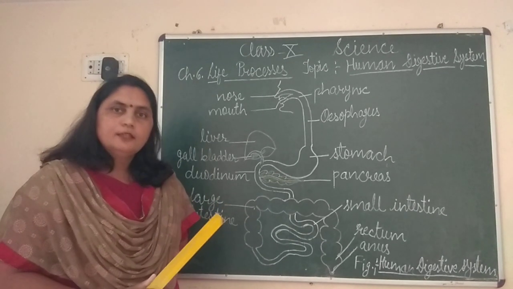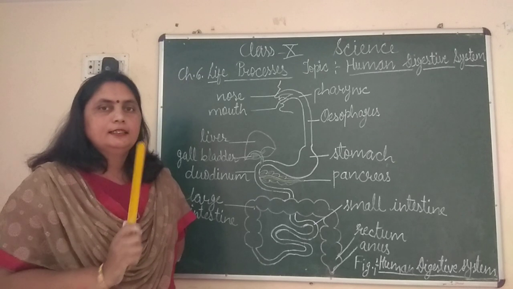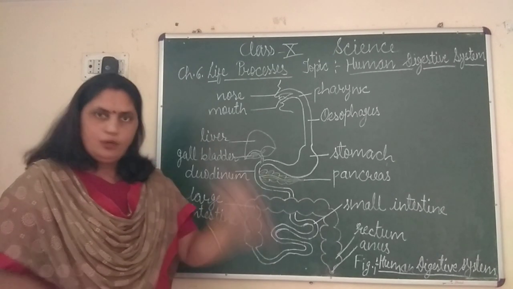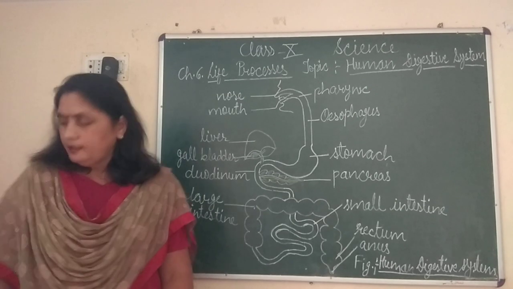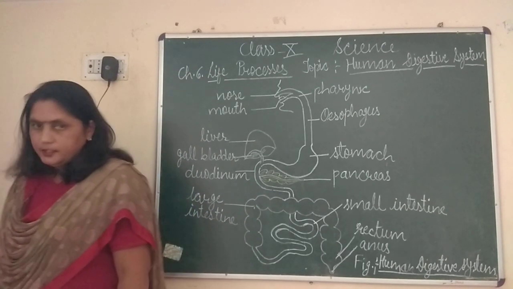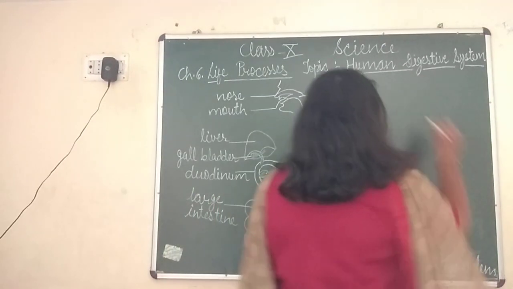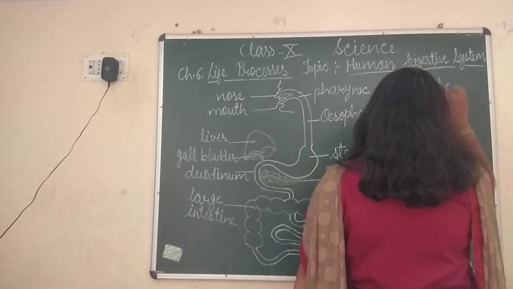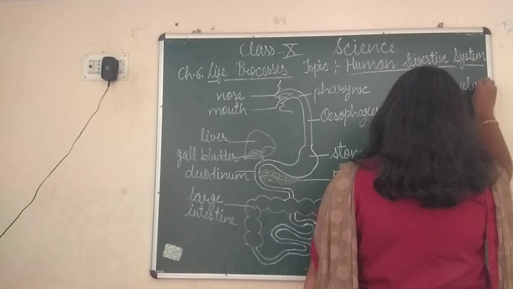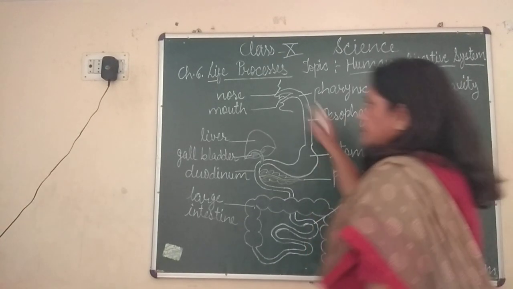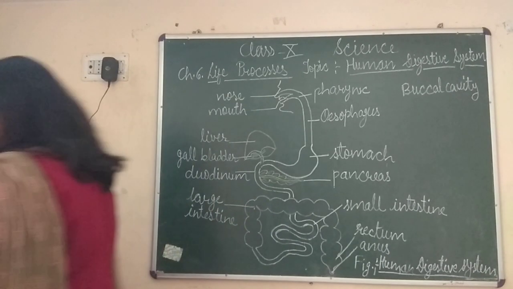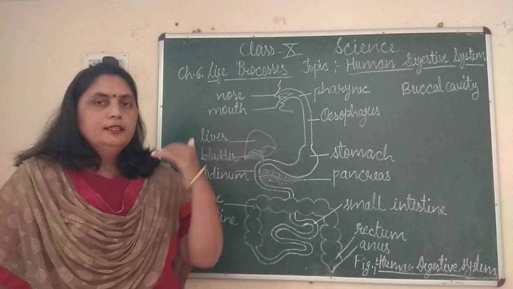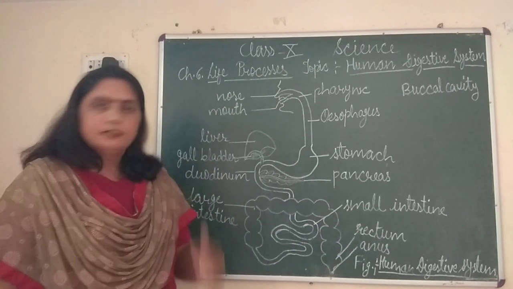Your mouth is surrounded with lips, and inside the lips there is a cavity. Okay, this cavity is called buccal cavity. What is it called? Buccal cavity. So nasal passage and buccal cavity open into pharynx. Now children, the top of the buccal cavity is called palate.